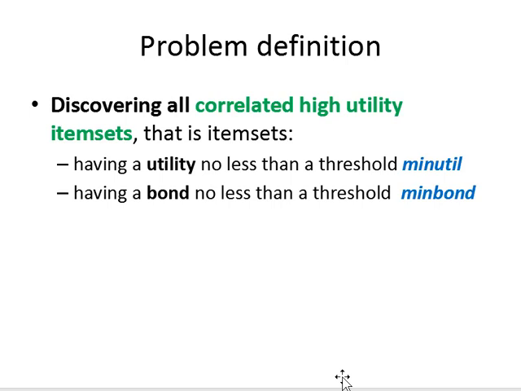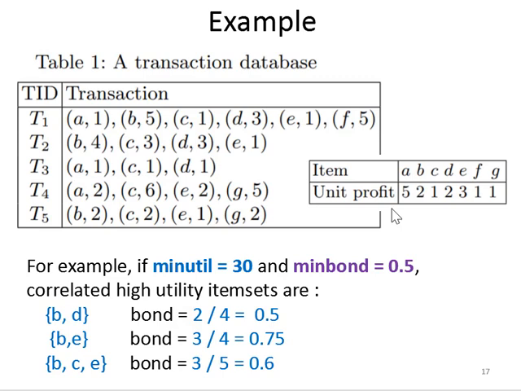Okay, so we define a new problem in this paper: to find the correlated high utility itemsets. That is, the itemsets that have a utility no less than a threshold, the minimum utility, and a bound no less than a threshold, the minimum bound. So I will show you an example.